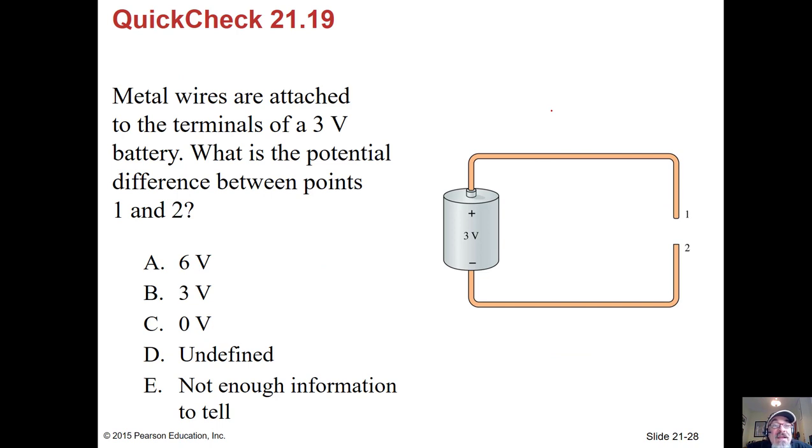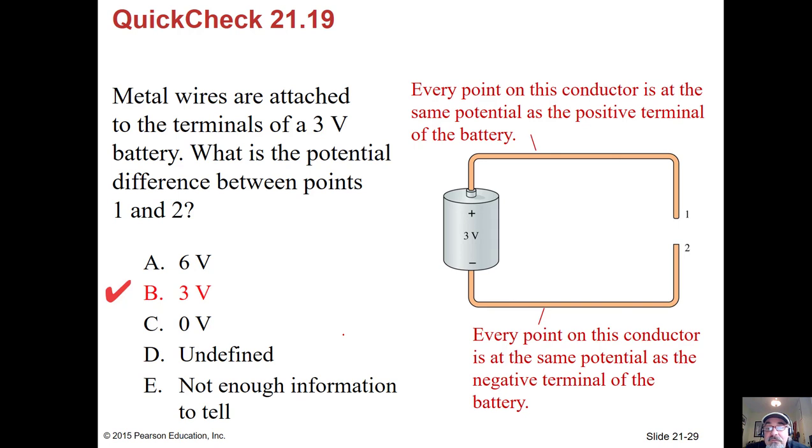Okay, so metal wires are attached to the terminals of a 3-volt battery. What's the potential difference between point 1 and 2? We don't know this about wires yet, but we're going to assume this wire doesn't have any resistance to flow at all. So this wire could be as long or as short as you want it to be. Basically you're connecting it here and here. We could cut this here, and cut it here if we wanted to, and then just ask what's the difference between this point, I'll call it A, and this point B. It's just going to be 3 volts.